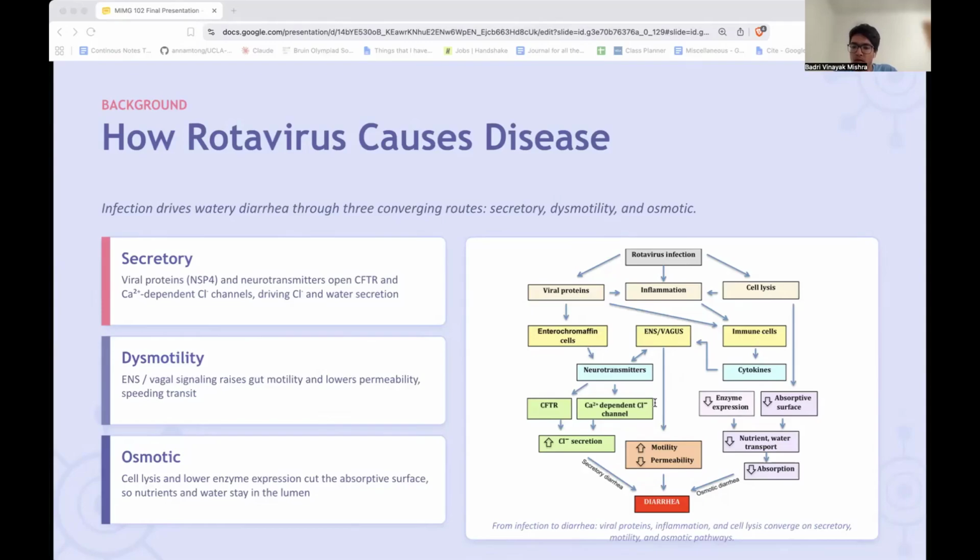the lumen. Second is motility: the enteric nervous system and vagal signaling speed up gut motility. Finally, osmotic: cell lysis kills enterocytes, reducing enzyme expression and absorptive area, so the nutrients and water stay in the gut. All three together cause severe dehydrating diarrhea, which is prototypical of this disease, and that is why rotavirus is the leading killer of young children, and why vaccines are very important.